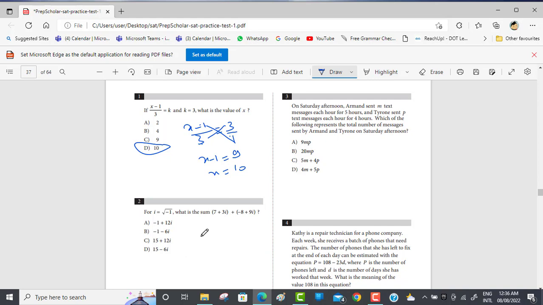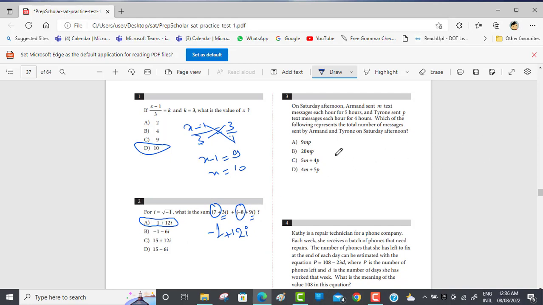Exercise number 2 here, this is a complex numbers exercise. Anytime you need to solve a complex number exercise, you should know that i squared always equal minus 1. You can add 7 with minus 8, you will get minus 1, and 3i with 9i, you will get 12i. Why are you adding? The answer is A, because there is a plus between the two parentheses.